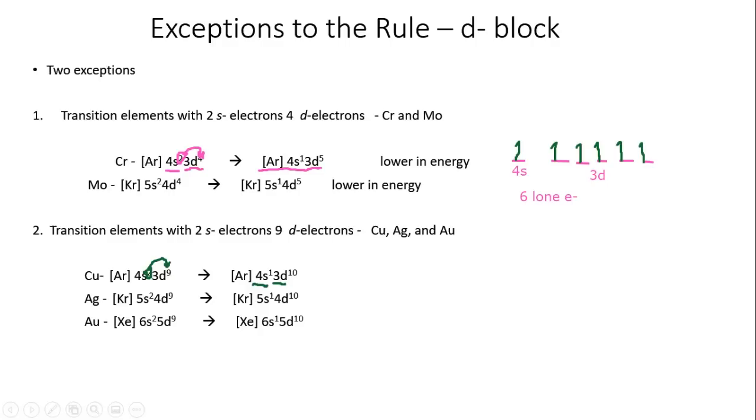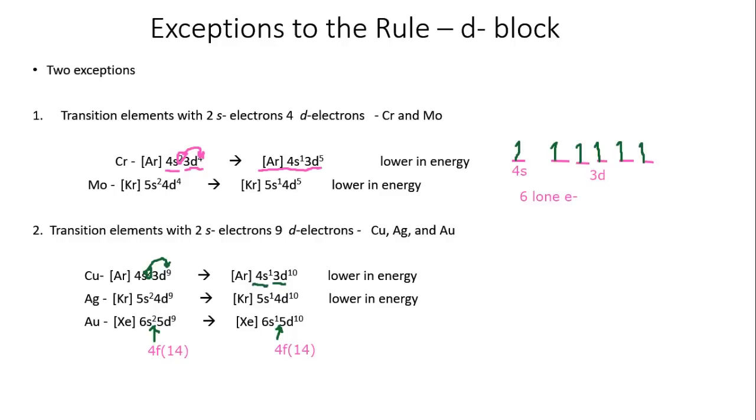But for gold, I forgot to include right here between the s and the d, it should be 4f14. And the same here, 4f14. So the 4f should go between the s and the d. And again, these are lower in energy than the corresponding full s and partially filled d.